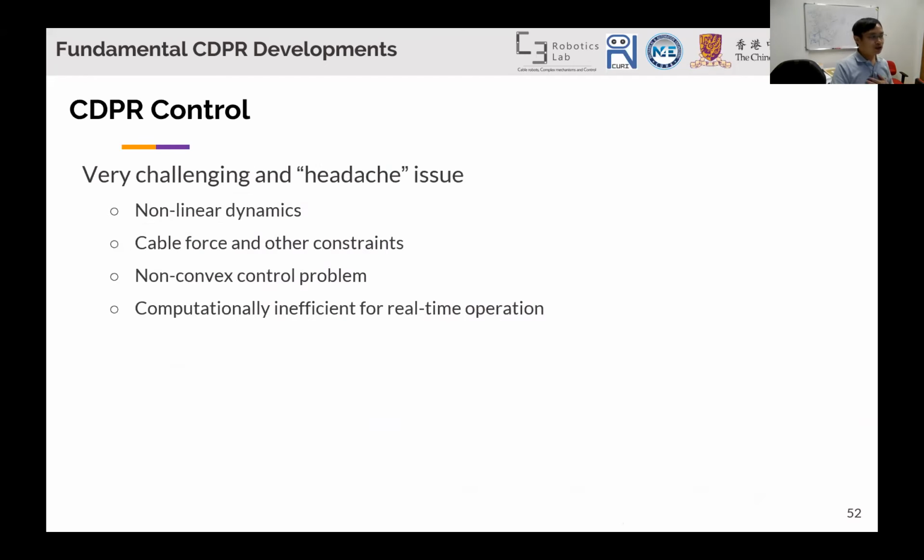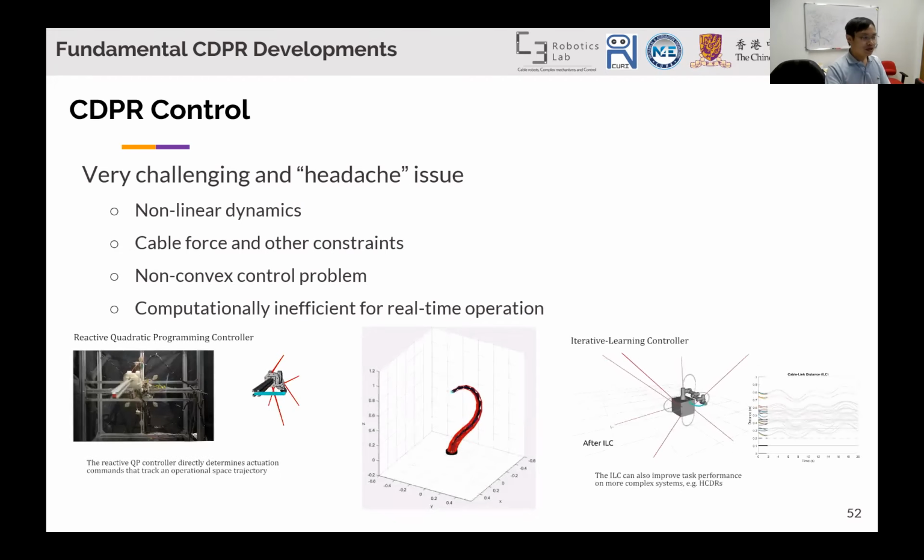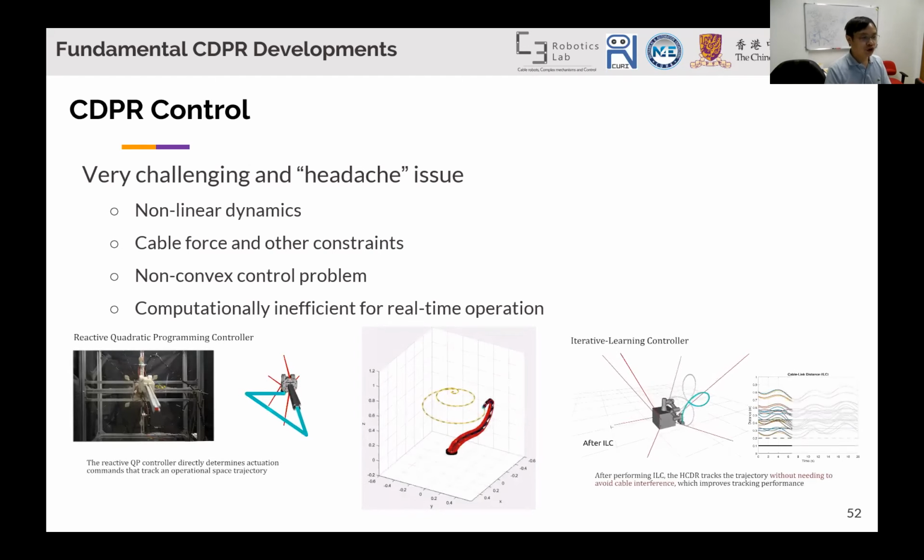So next one I'd like to talk briefly about is control. Control is a very challenging problem and a headache because cable robots are naturally nonlinear constraints. You have a non-convex problem. It's computationally inefficient. And also, control is hard because if you don't have good control, you can't have good accuracy, and then it does not work in the real world. So really pushing it to the real world, controlling the robot is super important. So we do a range of different controllers, from predictive to iterative control, that will work on a range of different robots, and we'll talk more about that.